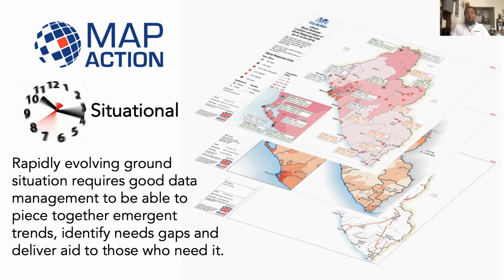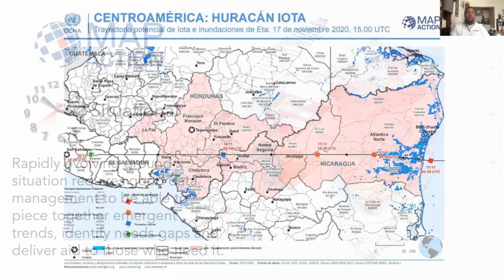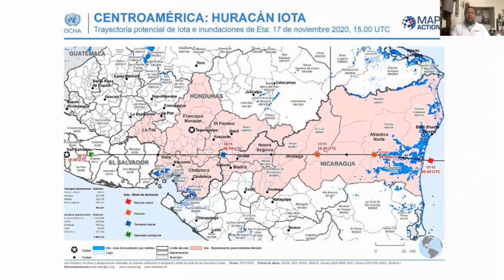So as an example of some of MapAction's work, we've been out and deployed to Nicaragua and Honduras for Hurricane Iota and Eta. So this is one of the maps that we produced, which is just tracing the hurricane track and looking at precipitation, where was flooded, where was hit, and where was likely to be damaged.